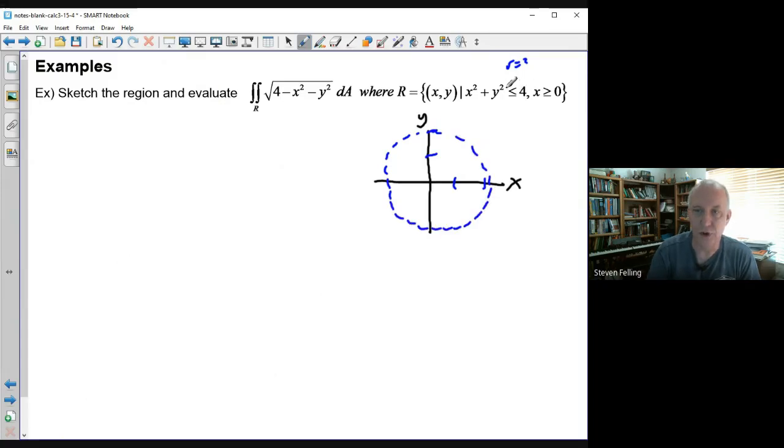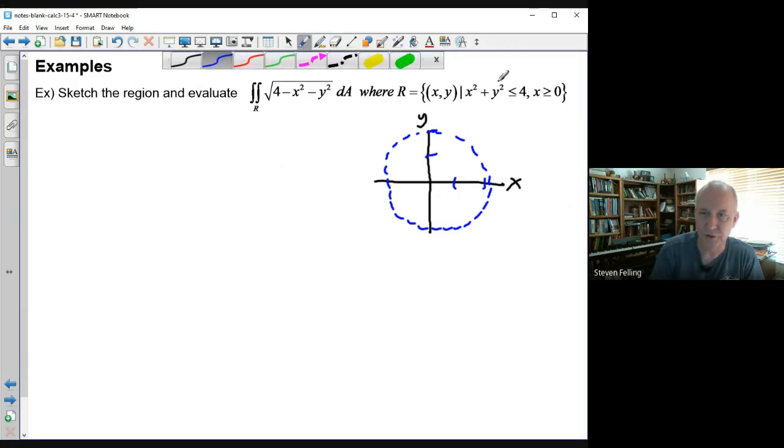okay, and it's all the places where the r, this is really what we're saying, maybe I should explicitly state it that way. The left side of this expression, x squared plus y squared, is r squared. And if r squared is less than 4, it means r is staying less than 2. So it's all this region inside this dotted circle, but also only the places where x is 0 or positive.